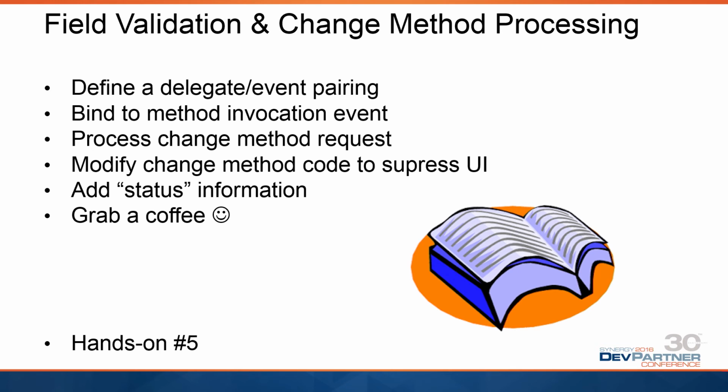Okay, so for this exercise, we're going to define this delegate event pairing that you've just seen on the screen. Bind the methods together between the .NET and our boilerplate and our traditional Synergy code. Call through to the change method, suppress the UI in that change method, and signal back the errors accordingly. Add the status information, and before you grab a coffee, I want to make sure they're all running. Change the supplier and group, leave the field and all that kind of stuff, and watch, I think it's only the supplier and group that are validated, I can't remember, and you'll see them go red, and if you hover over them, you'll see the tooltips.